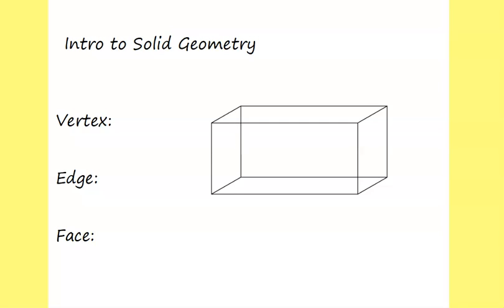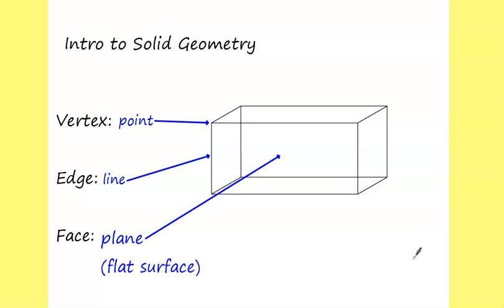The first is a vertex. A vertex is just the point where you have some sides coming together. The corner points, so there are multiple vertices, that's the plural of vertex, within the shape. An edge is a line, so where two of the sides come together. And then a face is what's known as one of the sides of the shape. A face is just a plane, it is a flat surface.